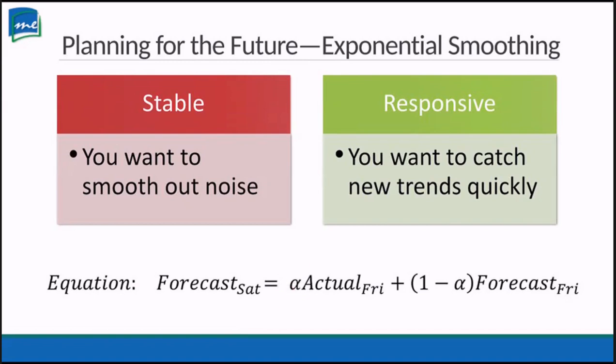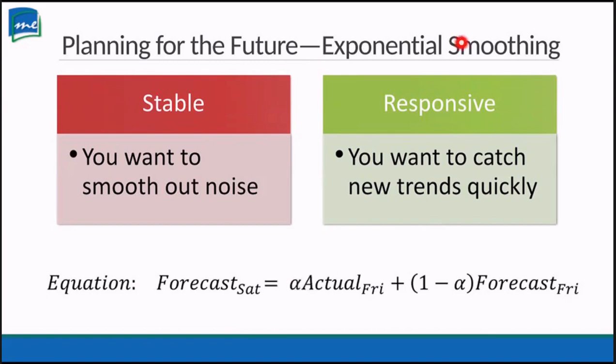So we have a weight here we call alpha. If you want to smooth out noise, which means you believe the demand shifts are temporary, you have a very small number, a minimum weight for the actual demand. If you think that the unexpected changes in demand reflect future trends, then you have a higher value for alpha.